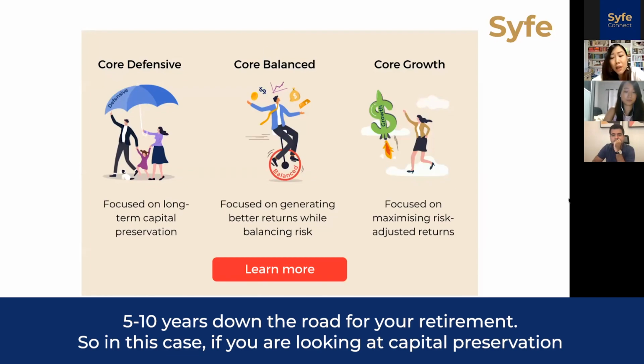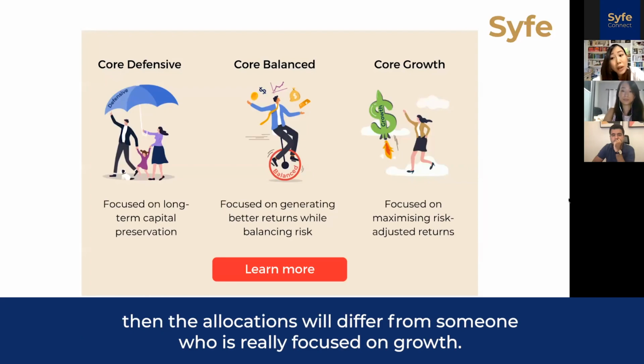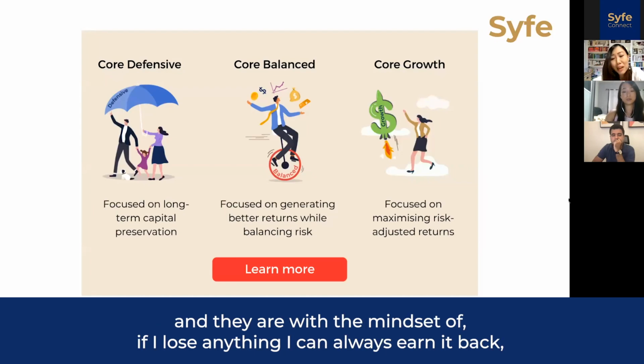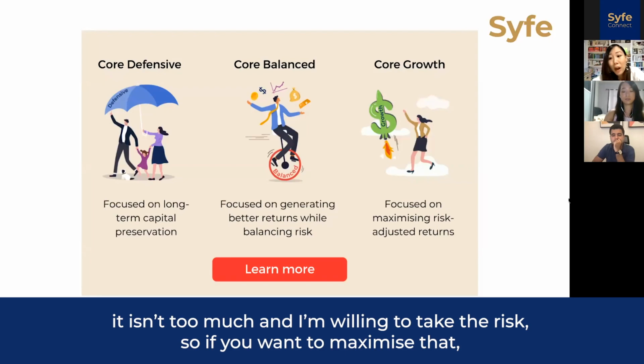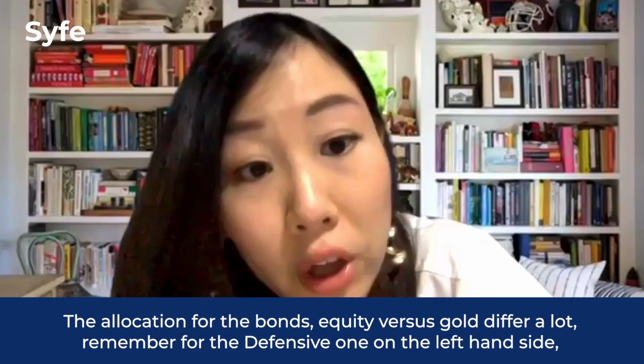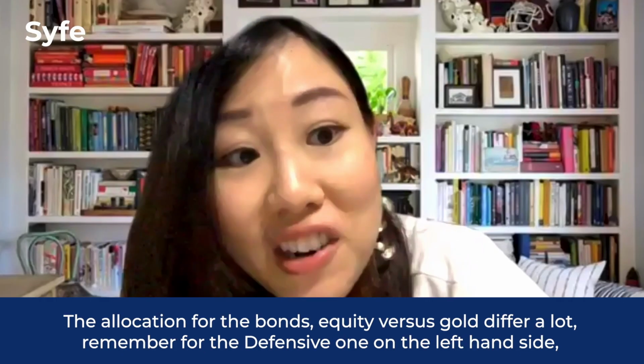So in this case, if you're looking at capital preservation, then the allocations will differ from someone who is really, really focused on growth. So someone in their young 20s, maybe, or even 30s, who has a long horizon in front of them, and they're with the mindset that, if I lose anything, I can always earn it back, right? It isn't too much, and I'm willing to take the risk. So if you want to maximize that, then there will be a core growth portfolio for you. And if you're in between, then there's also a balanced core. The allocation for the bonds, equity versus gold differ a lot.